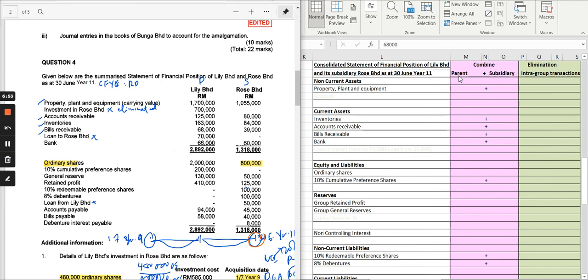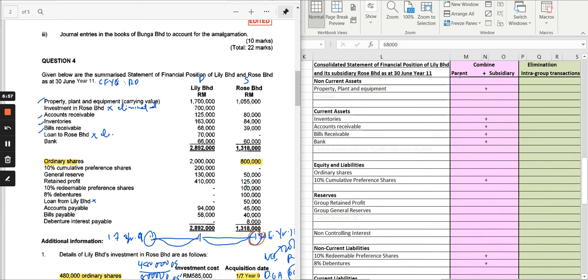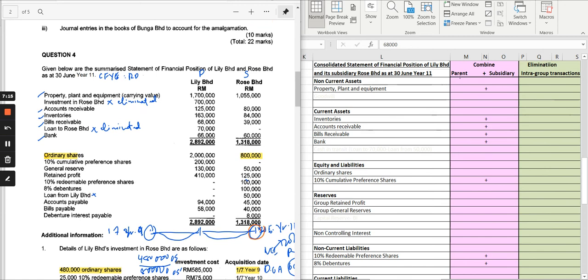If you notice, there are loans to and from the group members. So this will also not be recorded, and you will have to see that these are going to be eliminated. And we need to check why it is being eliminated, due to either goods in transit or cash in transit. So the loan will not be included. Bank balance, yes.